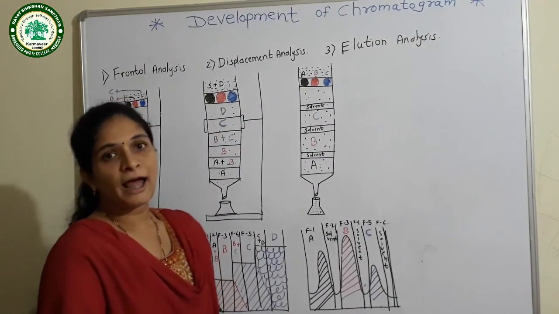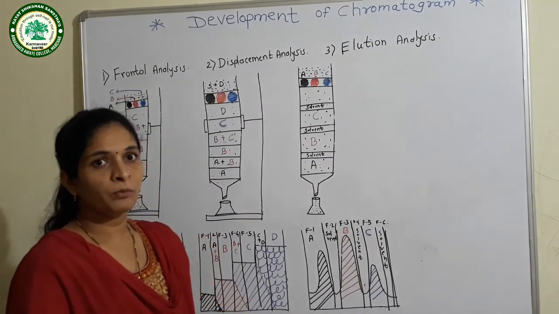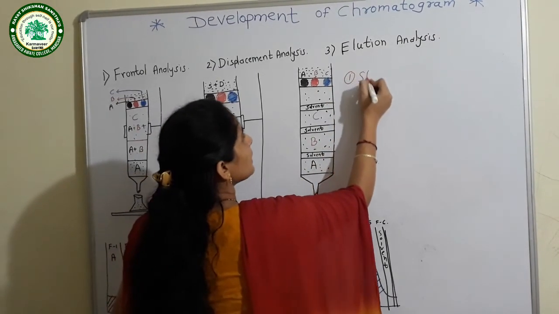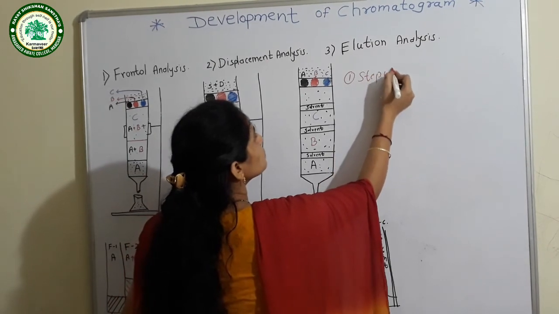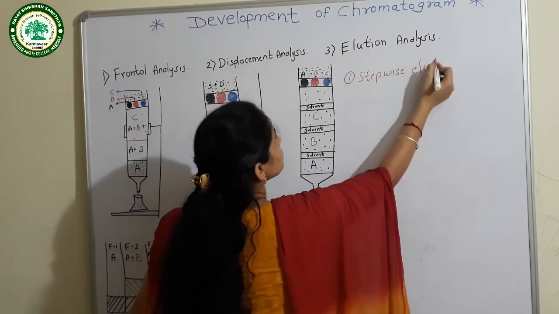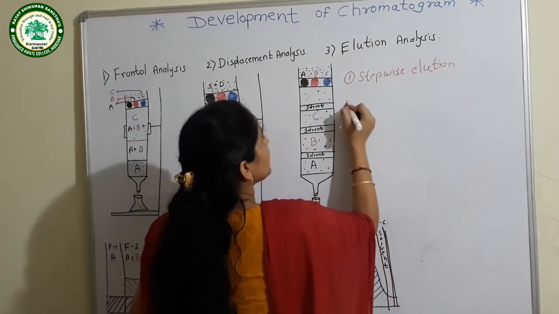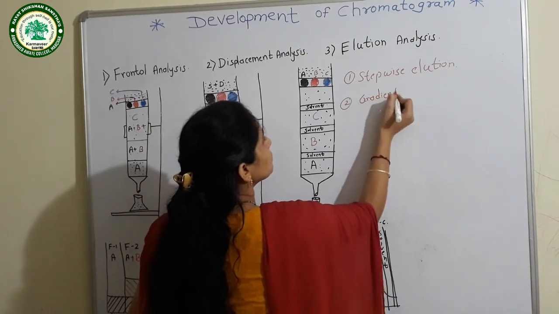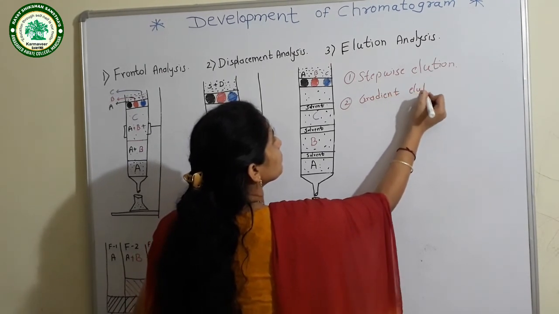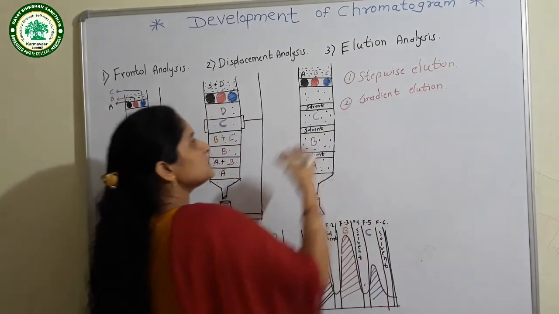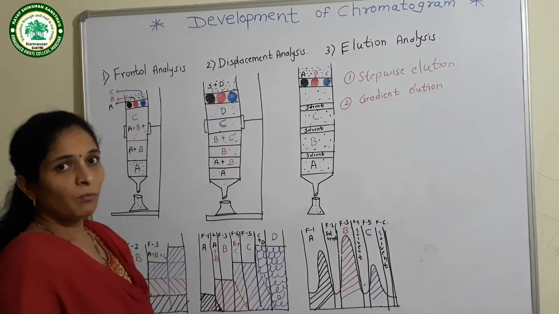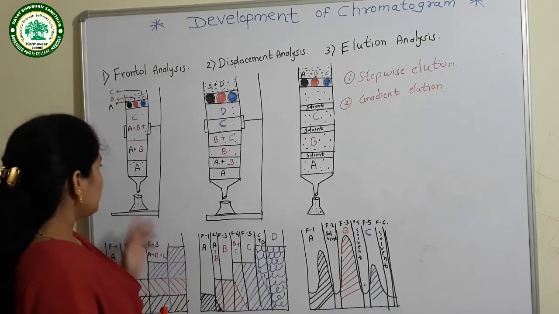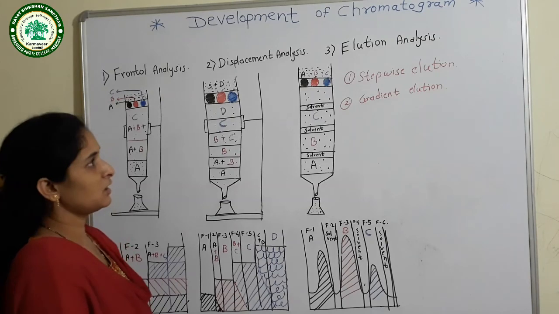Now in this elution analysis, the elution can be improved by use of two methods. First is the stepwise elution, and second is the gradient elution. Now in the stepwise elution, what happens? The mobile phase is the same all over the column and we get well separated components from the mixture.